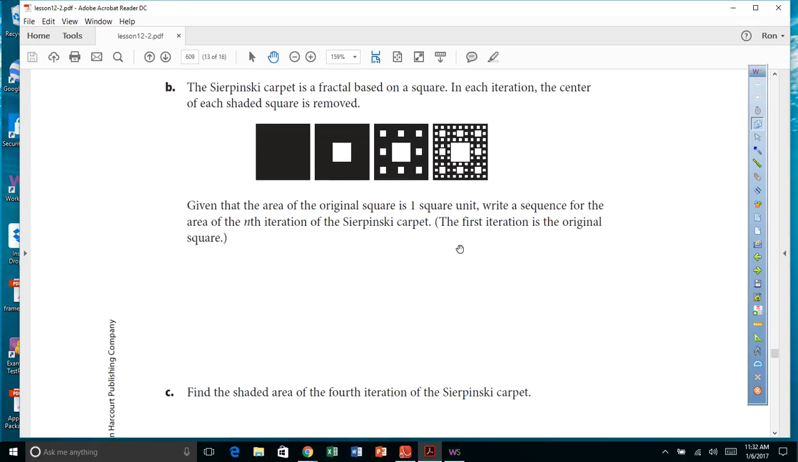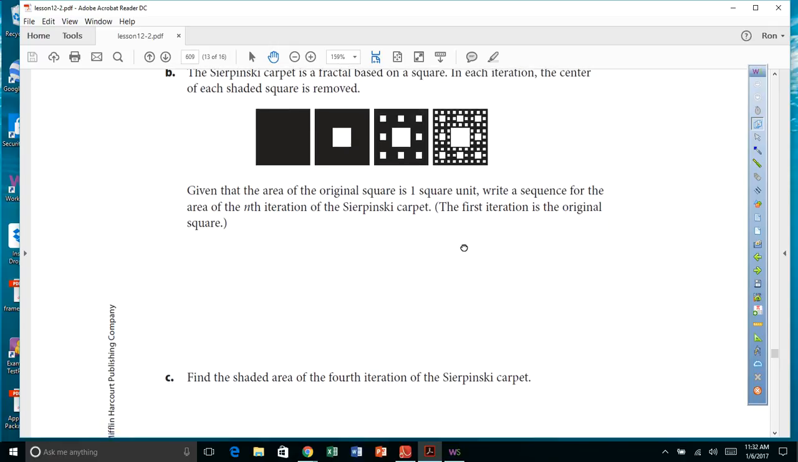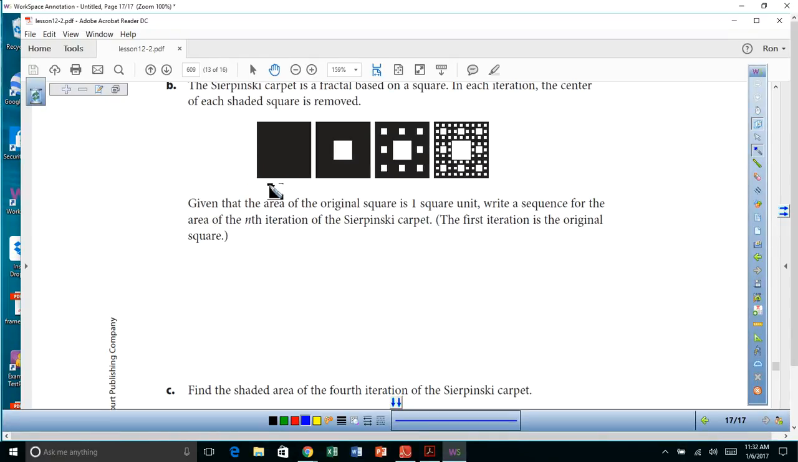B, the Sierpinski carpet is a fractal based on a square. In each iteration, the center of each shaded square is removed. Given that the area of the original square is 1 unit, write a sequence for the area of the nth iteration of the Sierpinski carpet. The first iteration is the original square. Okay, so it's saying this is stage 1, stage 2, stage 3, stage 4. All right, so a equals 1.